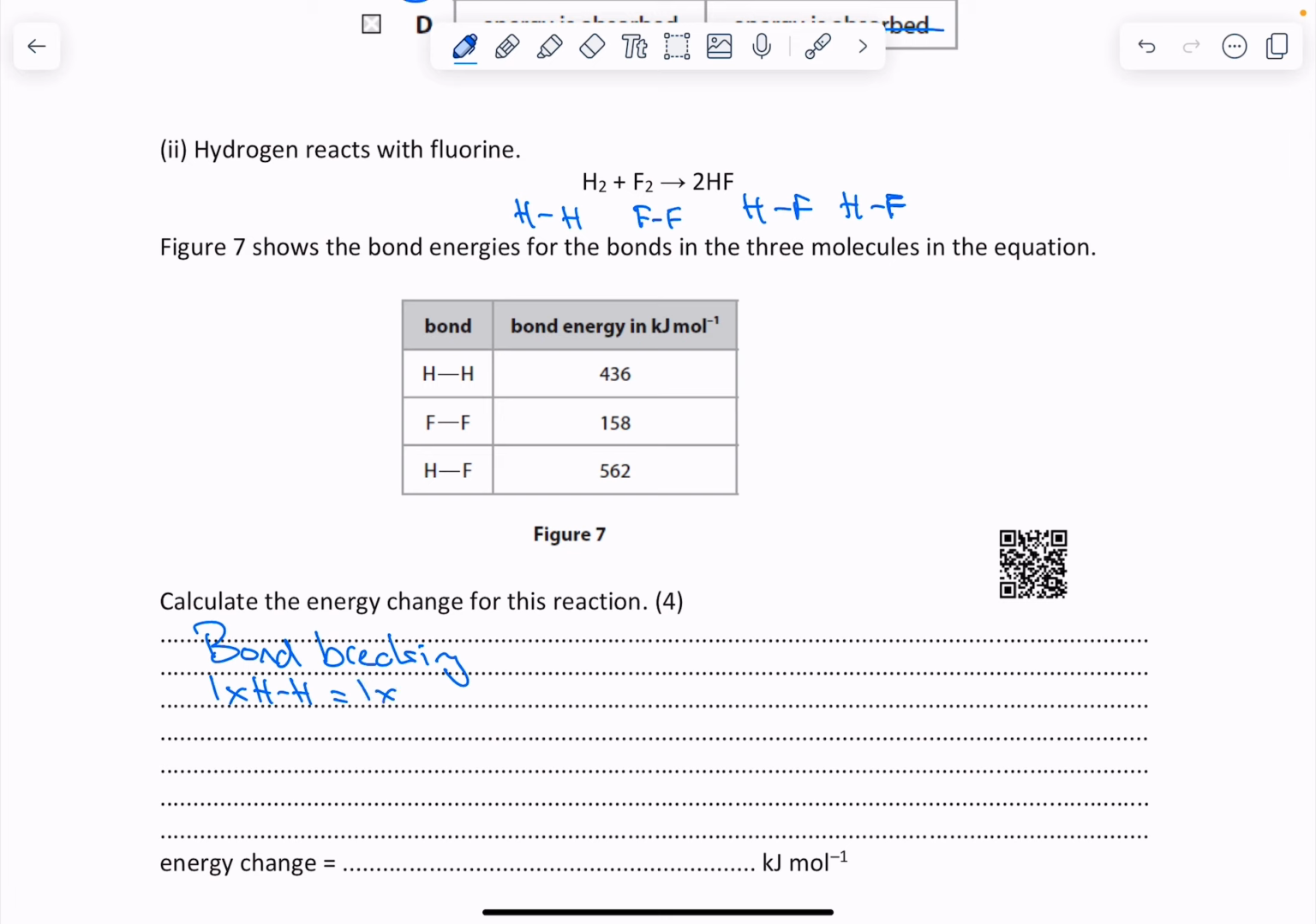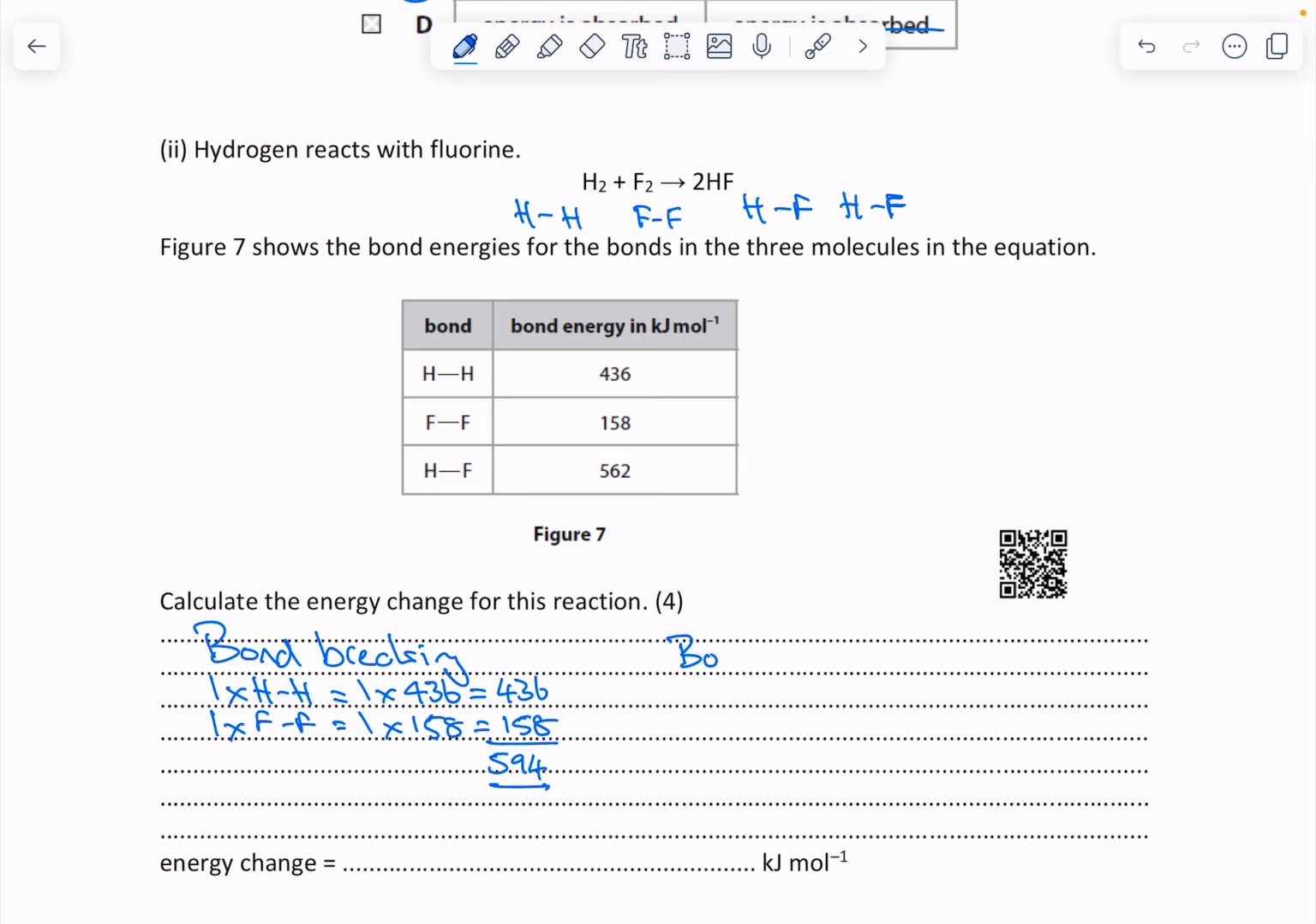I then go to the table and look that up, and that is 436. I've got one F-F bond, which is 1 times 158, which is 158. I then add those together, and that gives me 594 as a total.